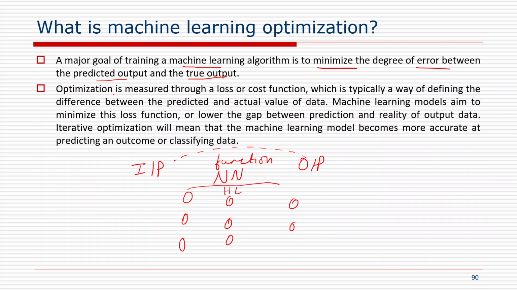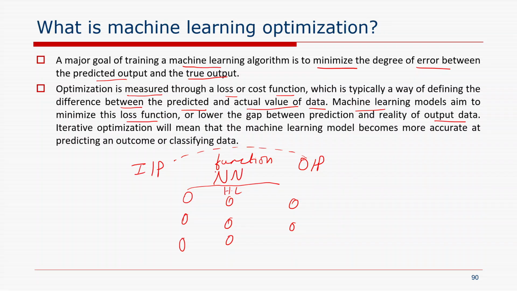Optimization is measured through a loss or cost function, which is typically a way of defining the difference between the predicted and the actual value of the data. Machine learning models aim to minimize the loss, that is the error, or lower the gap between the prediction and reality of the output data. Iterative optimization means that machine learning models become more accurate at predicting an output or classifying.